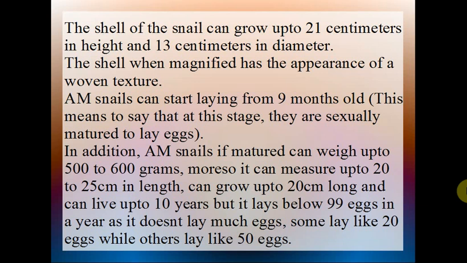AM snails can start laying from 9 months old. This means that at this stage they are sexually mature to lay eggs. In addition, AM snails, if matured, can weigh up to 500 to 600 grams. More so, they can measure up to 20 to 25 cm in length and can live up to 10 years.